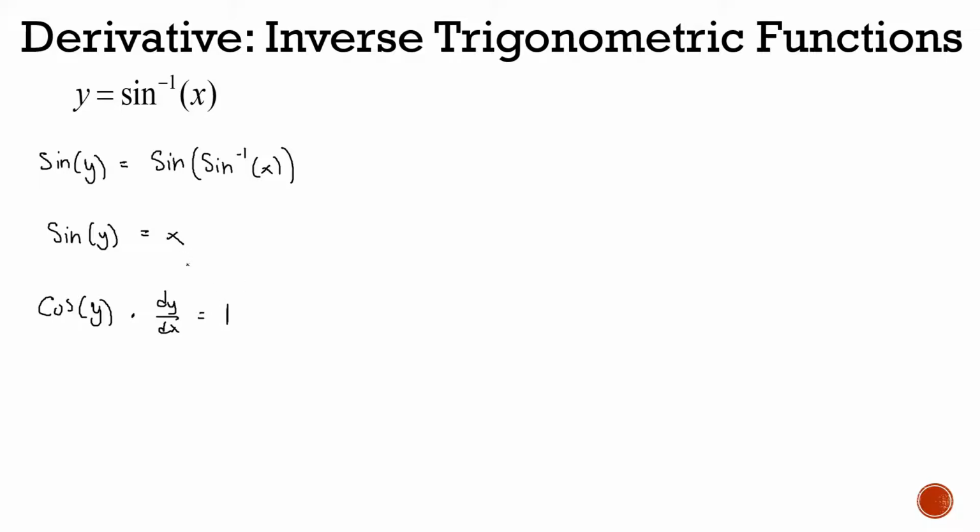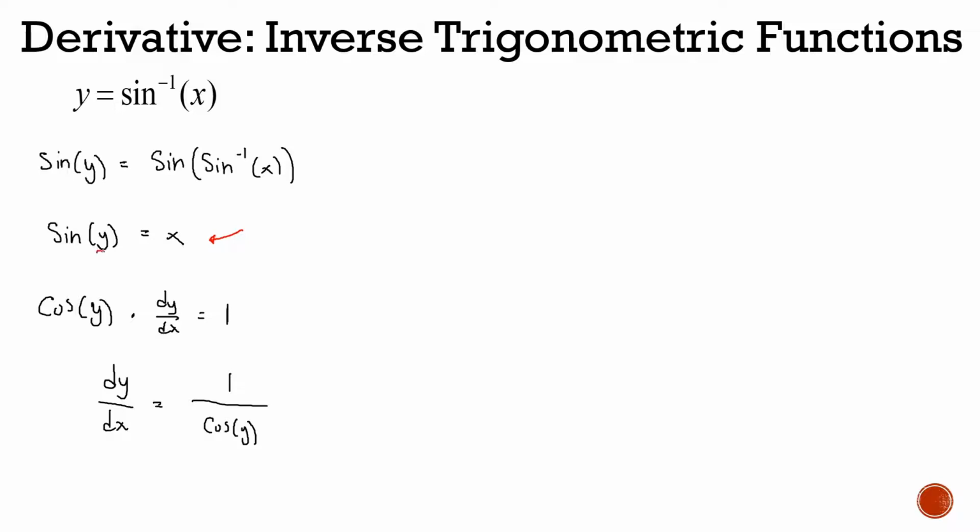Again, notice that we took the derivative implicitly, and our goal is to solve for dy over dx, which is known as the derivative. So we're going to divide cosine of y to the other side of the equation. Our last step will be we need to rewrite this cosine of y into a function of x, since we started off with x. Since we don't know what cosine of y is, we're going to look at this equation to help us to figure out what cosine of y is.